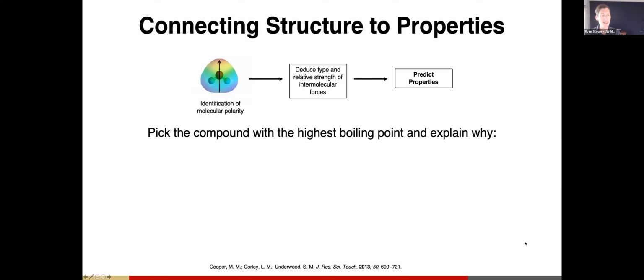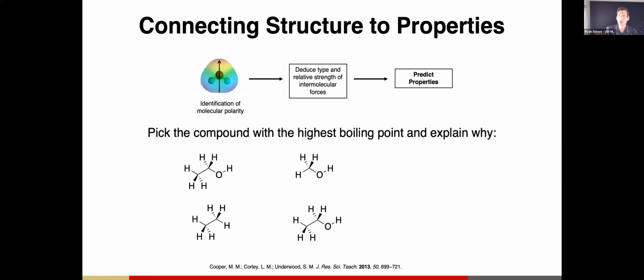So these pairings were intentionally chosen. In this case, you can see you have ethanol, which has a hydroxyl group, and ethane, which doesn't. The next pair is a couple of alcohols, with one being larger than the other, having a higher molecular mass. And then finally, we have two compounds that have the same molar mass and the same chemical formula.